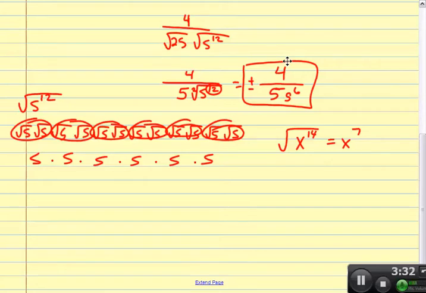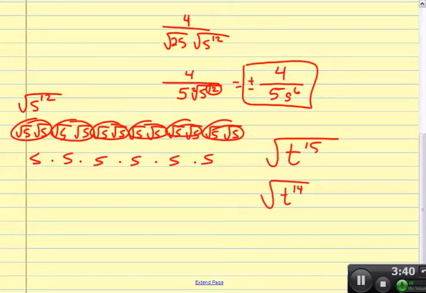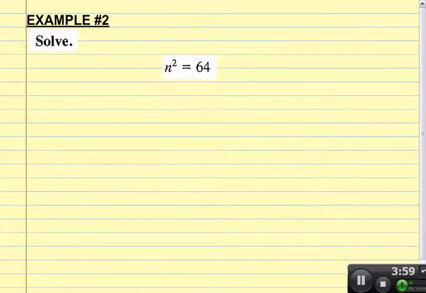Now listen, if I have an odd exponent, let's say I've got the square root of t to the 15th. Well, remember, that's the square root of t to the 14th times the square root of t to the 1st, right? That would give me t to the 15th. Well, this is just t to the 7th times root t, okay? It takes a pair to get them out from under the radical sign, okay? All right, let's look at the next one.